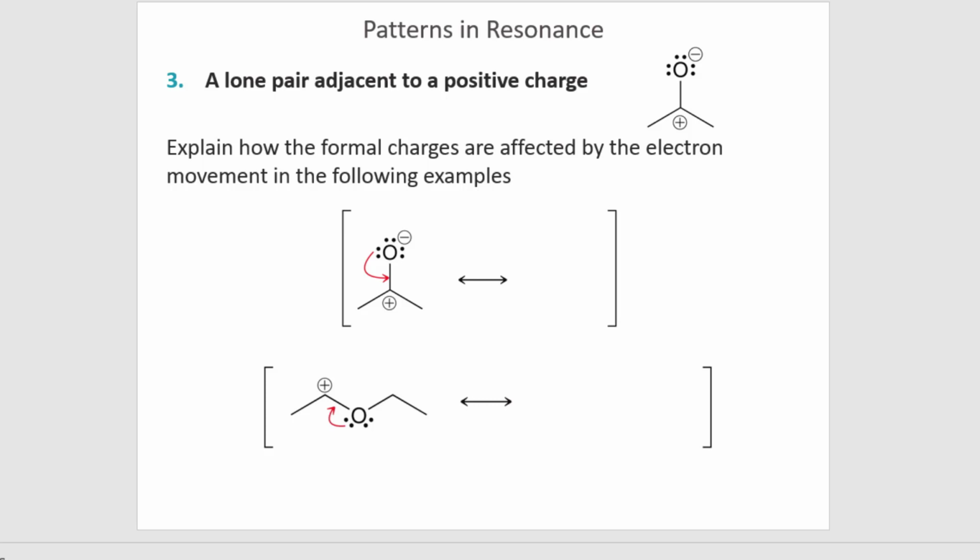A lone pair adjacent to a positive charge, as we just showed, could also come from a negatively charged atom. So explain how the formal charges are affected by the electron movement in the following examples. I typically like to think about moving electrons towards the more electronegative atom, or if you can, start your pencil or pen on the negatively charged atom. The negatively charged atom usually has lone pairs, and you want to move from high electron density to lower electron density, from negative to positive.